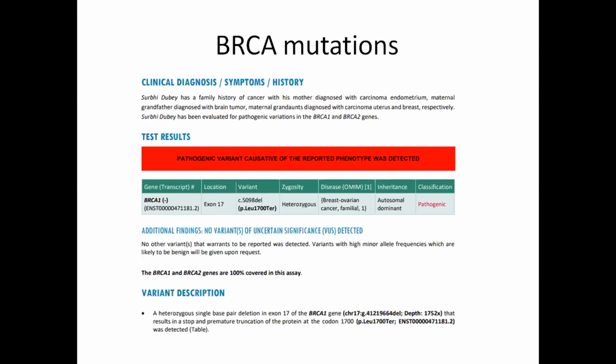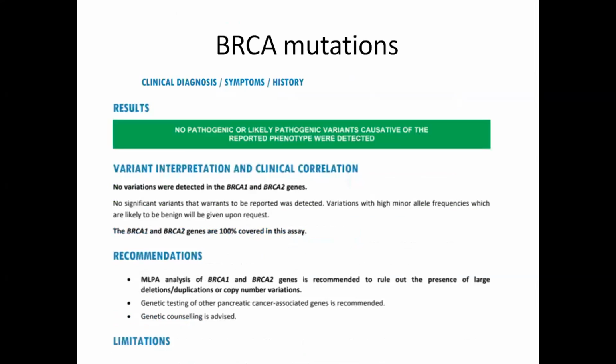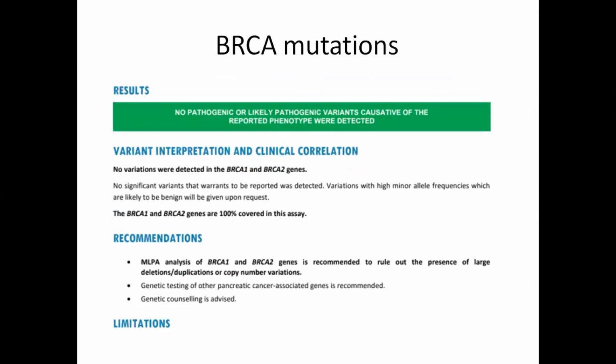So last step, BRCA mutations. We all do this. This is a pathogenic mutation. But take this example. This is a non-pathogenic, but this person has a strong family history of breast cancer. What do I do? Do I sit with this NGS report? No, I need to add the MLPA analysis because it rules out large deletions and duplications which sometimes the NGS misses. So we need to know the technology.